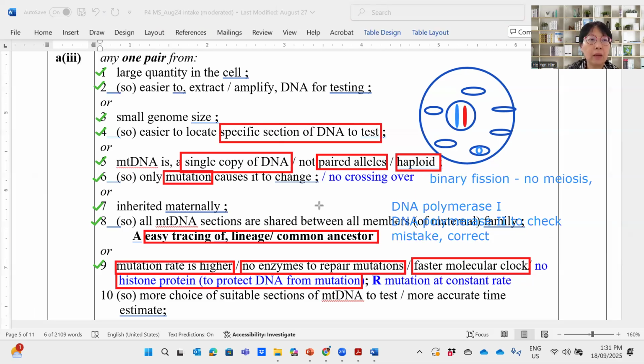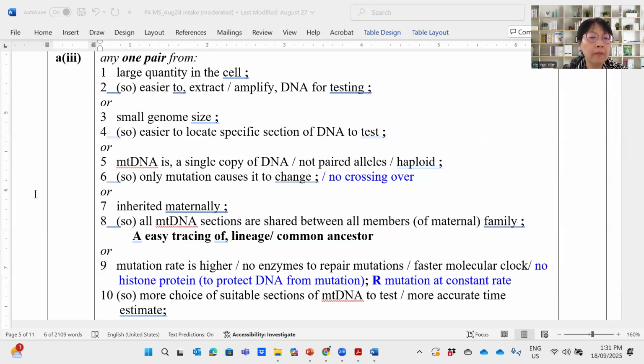Now, some students say the mitochondrial DNA can mutate at a constant rate. No, mutation is never constant. Mutation is always by chance. A very good illustration is you eat your lunch and then you chew, and suddenly you bite your tongue. So this is by chance. You do not know when you bite your tongue. So mutation is always by chance, it's not constant.